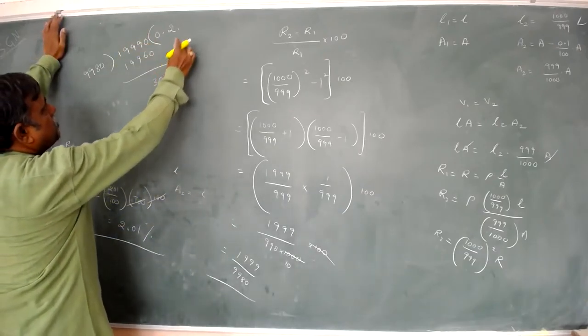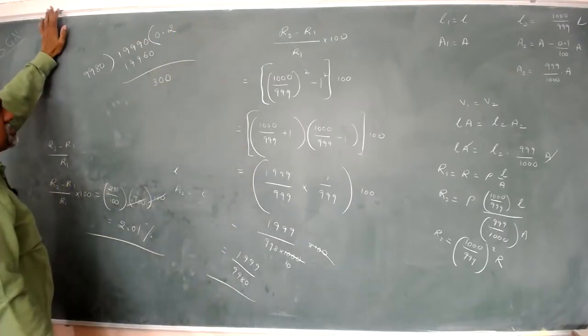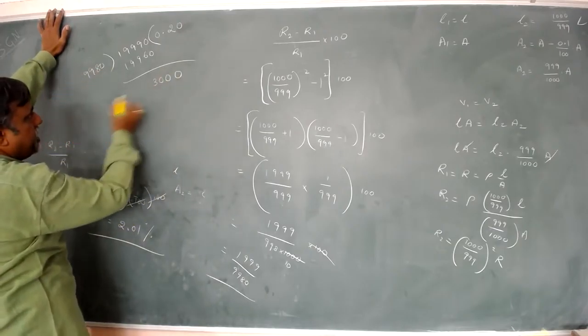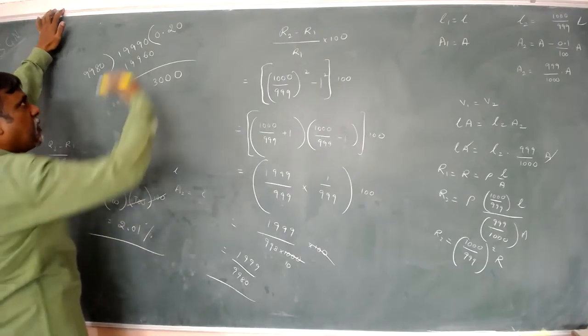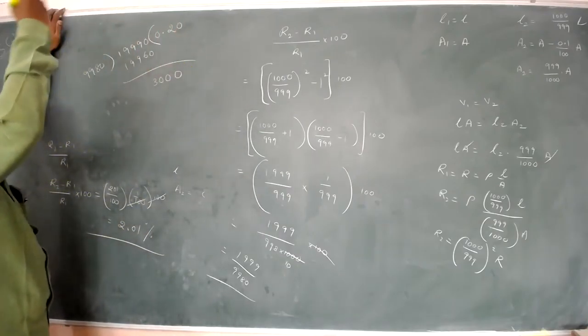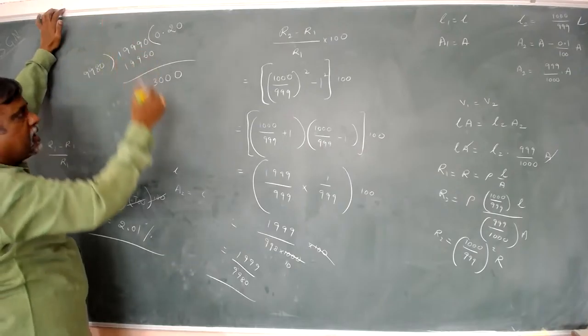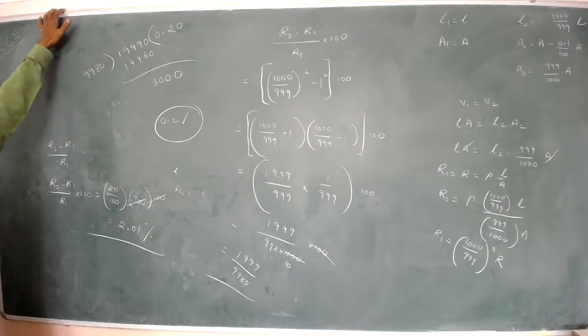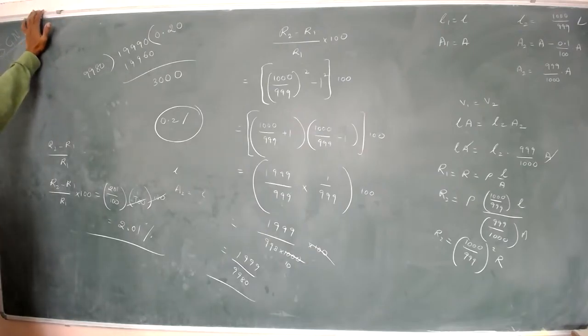Okay, so 0, and 0. This is 9000, this is 3000. Again, one more 0 we have to push. Then it becomes very, very small. Don't go up to there. Okay, 0.2%. 0.2%. Nice.